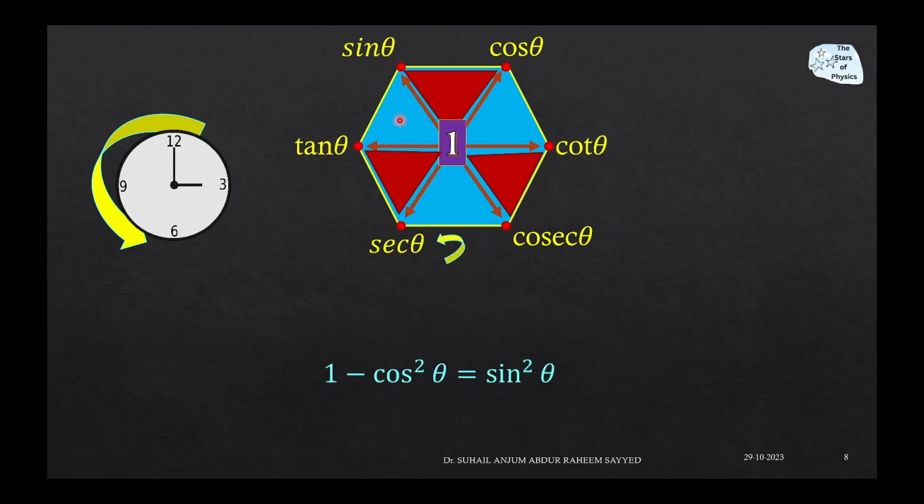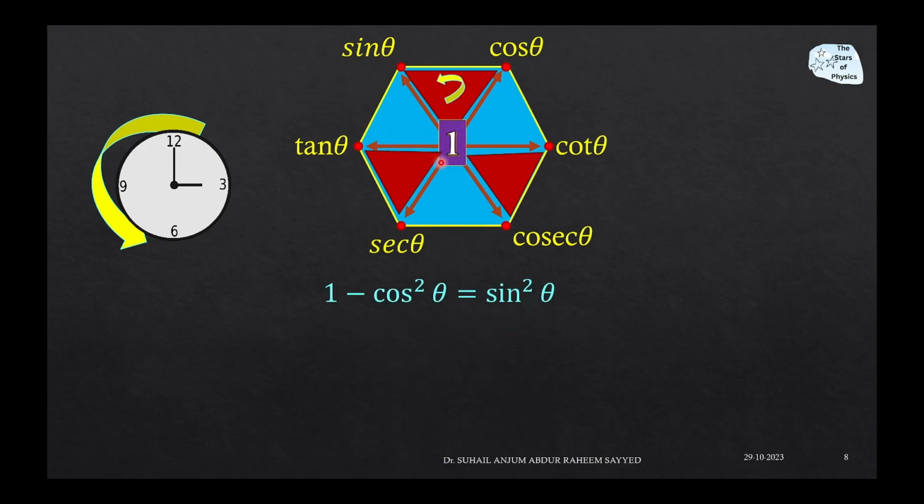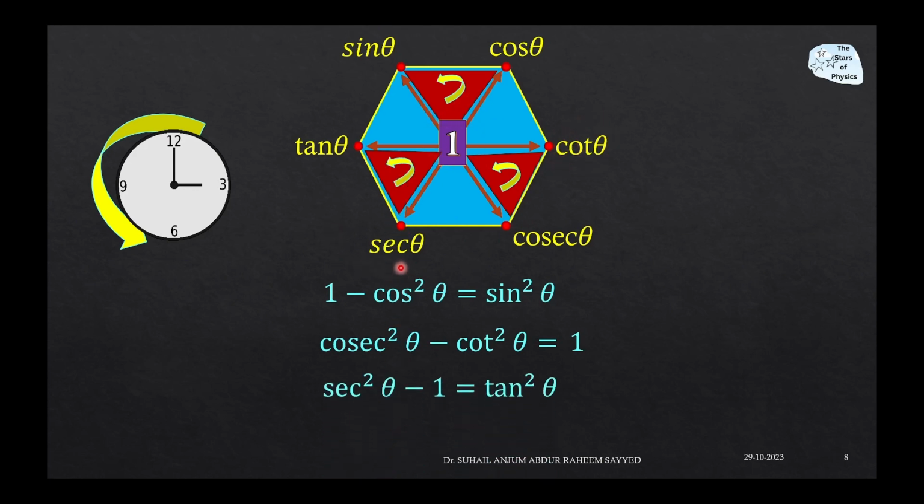These are, say, I will consider this 1 in the center first term. And now remember here, while moving in an anti-clockwise direction, the second term we have to subtract. So we have 1 square minus cos squared theta is equal to sine squared theta. So 1 square is 1 only, so we can say that 1 minus cos squared theta is sine squared theta. In the similar way, we have cosec squared theta minus cot squared theta is equal to 1, and sec squared theta minus 1 is equal to tan squared theta.